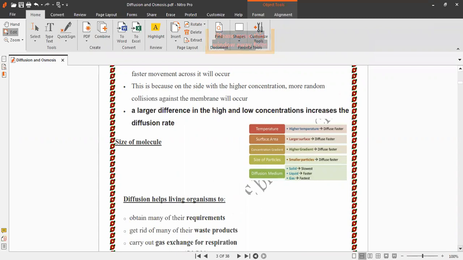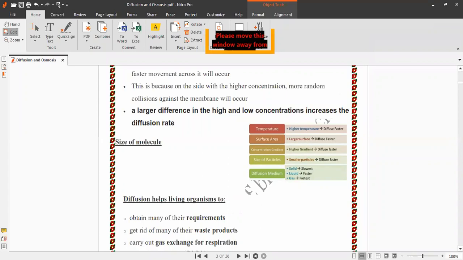Again, the factors that affect diffusion. The first one, surface area. A large surface area increases diffusion. And temperature: higher temperature diffuses faster because there is more kinetic energy for diffusion. Concentration gradient: a higher concentration gradient is steeper and diffuses faster. And also the smaller particles diffuse faster than large particles.